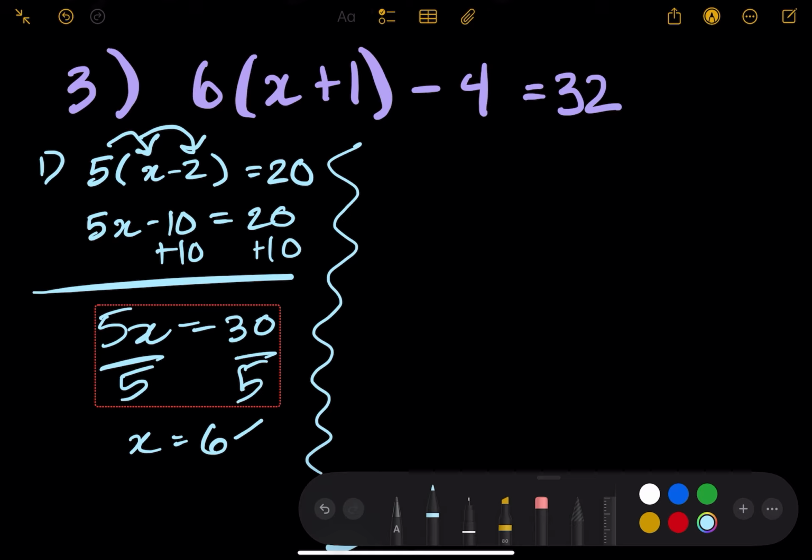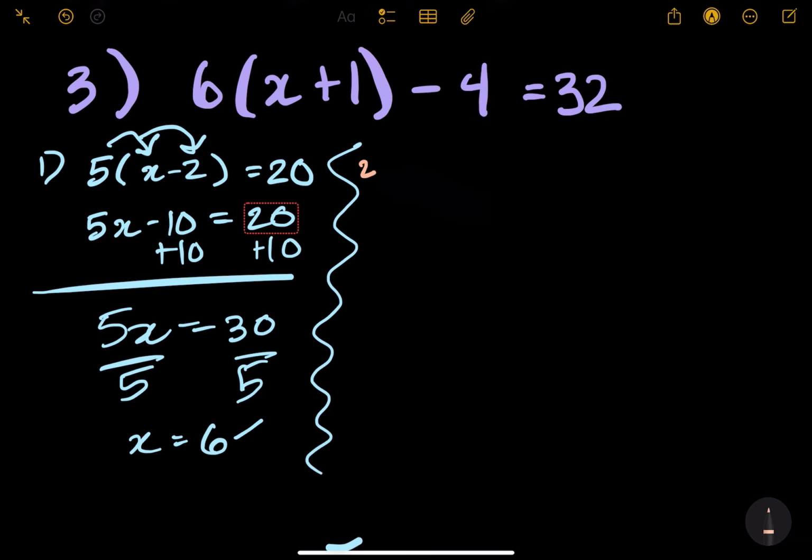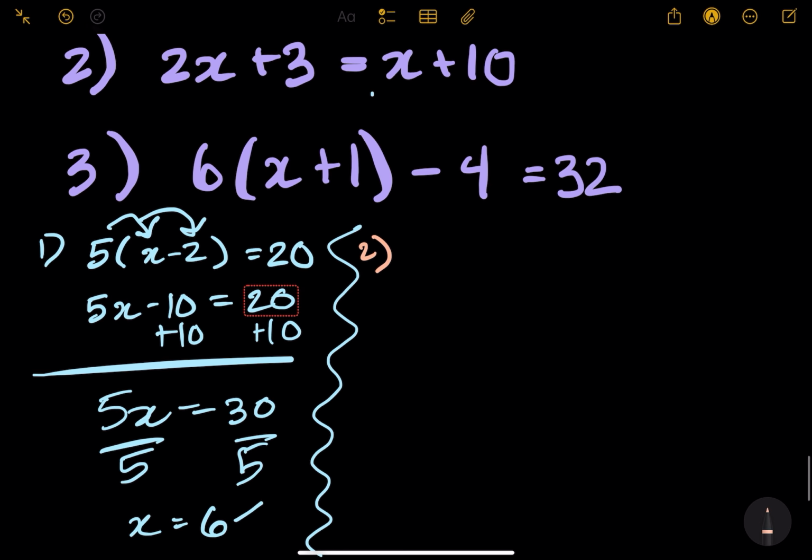Next we have number 2. Number 2 says 2x plus 3 is equal to x plus 10. Okay, first we have to distribute. There's nothing to distribute. Okay, then we have to combine like terms. There's nothing to combine.